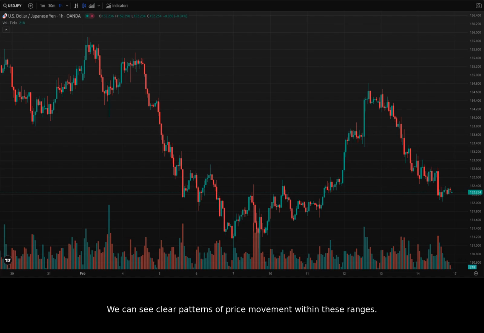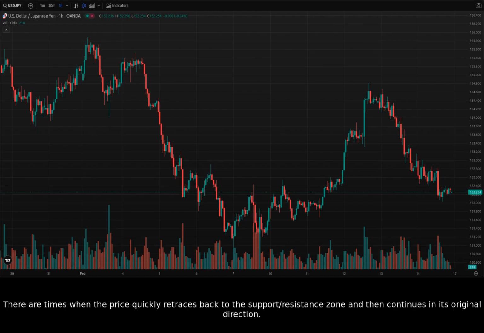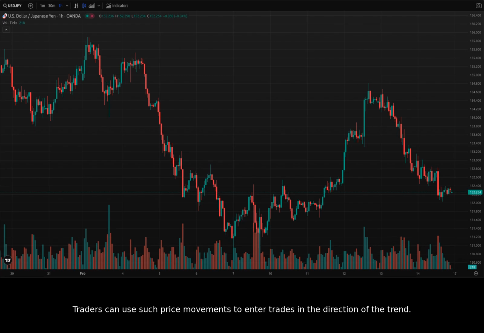We can see clear patterns of price movement within these ranges. There are times when the price quickly retraces back to the support/resistance zone and then continues in its original direction. Traders can use such price movements to enter trades in the direction of the trend.